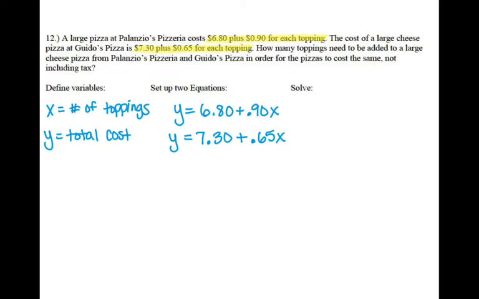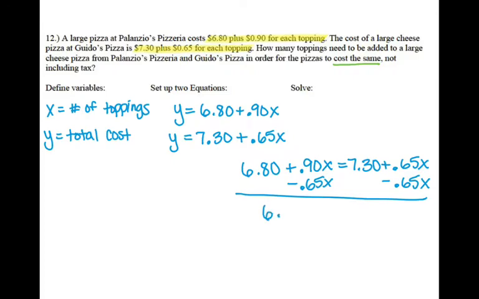I can also see that my question says in order for the pizzas to cost the same. So there's a little hint. So I can go ahead and set these two equations equal to each other. So 6.8 plus 0.90x equals 7.3 plus 0.65x. And then I can go ahead and continue solving for x. So I can subtract 0.65x from both sides.